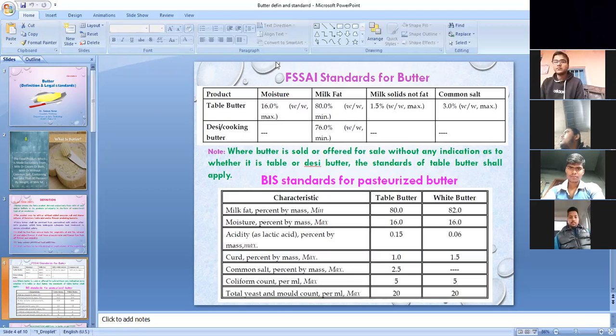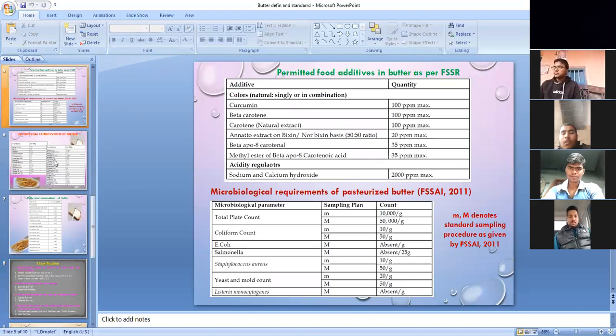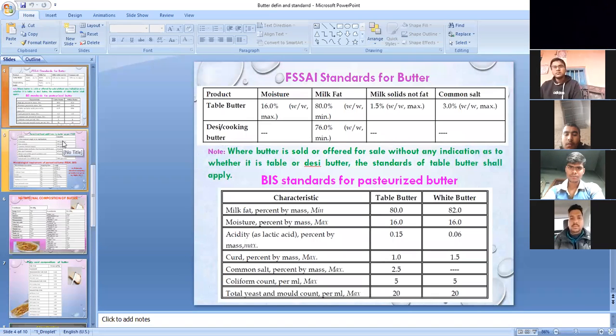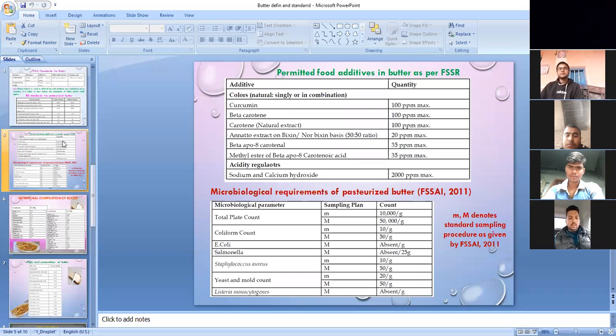So these are the aspects we have to discuss with respect to the BIS and FSSAI standards. Now comes the permitted food additives in butter as per the Food Safety Standards Regulation. There are different additives. You have already gone through the different names. These are the quantities actually permitted by the FSSR, particularly in the case of butter. So you already know the names.